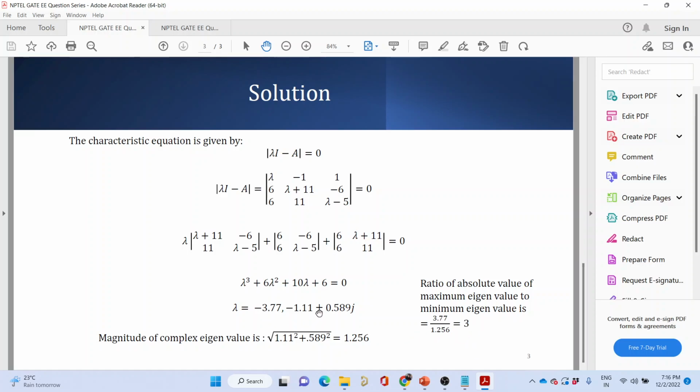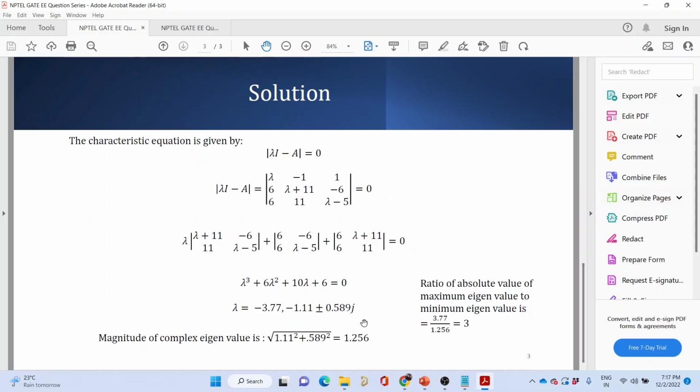So you know what eigenvalues are? Are these the poles of the system? Can anybody tell? Can we say that the eigenvalues are the poles of the system? Yes, sir. Okay. So which of these poles are dominant? Sir, minus 1.11. Correct. Why is it so? Sir, because it's near the origin and on the left hand side.